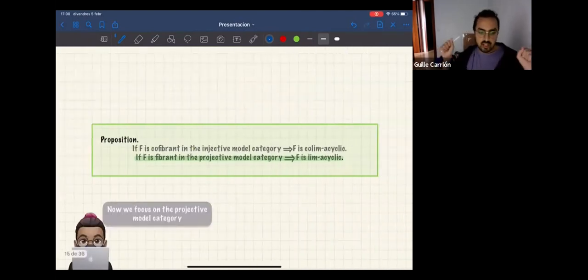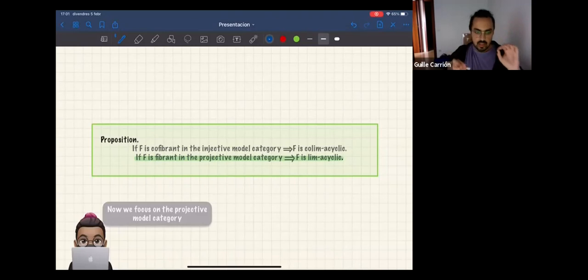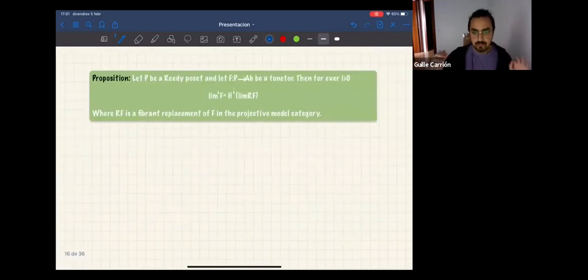Of course, now we are going to focus on the projective model category, but everything I'm going to tell now is easily dualized. So everything is also true if you are working with the injective model category, but you have to make a little change, but it's not hard to convert. And this proposition has the previous one as a corollary.